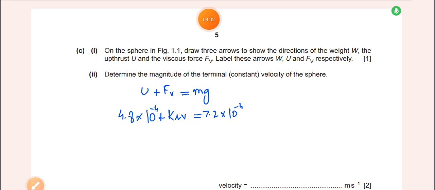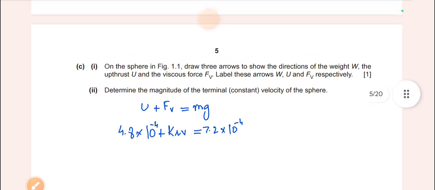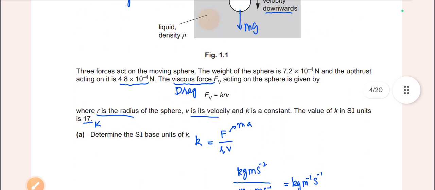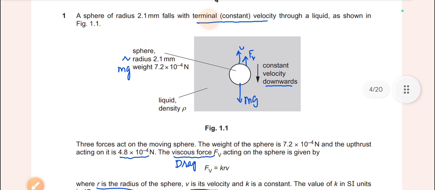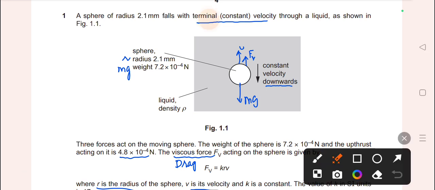See part 1. On the sphere in figure 1, draw 3 arrows to show the direction of weight, upthrust and viscous drag. One thing you have to keep in mind, the object was sinking downwards. So when the object is moving downwards, the drag force Fv will be opposite to that. That is why we have taken the drag force in upward direction. The upthrust is always upward and the weight is downward, right?